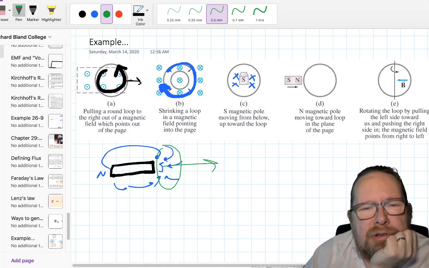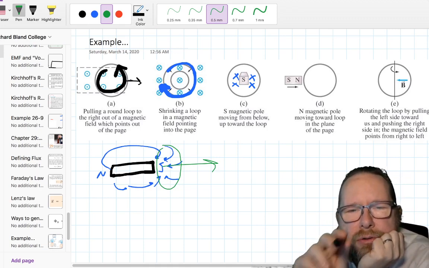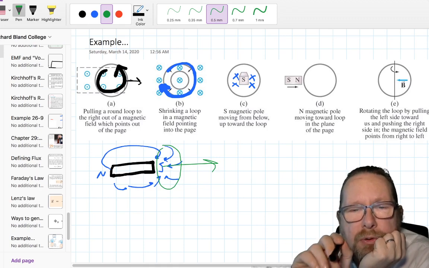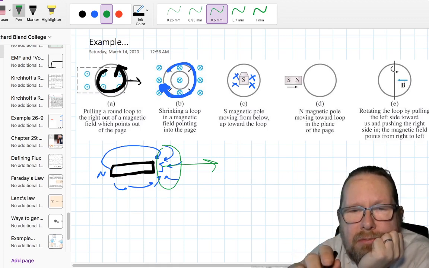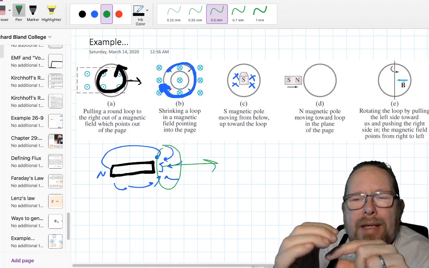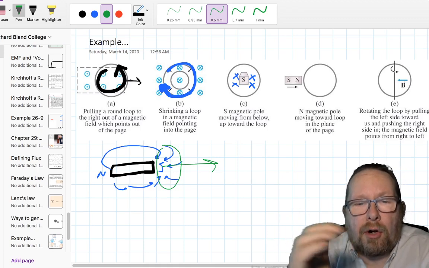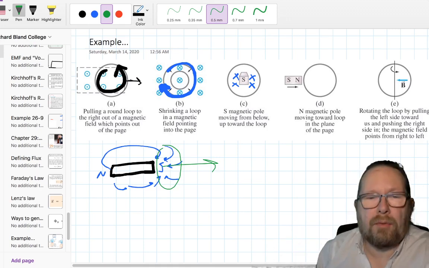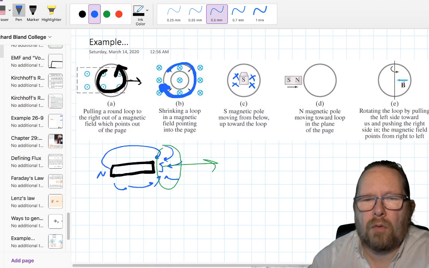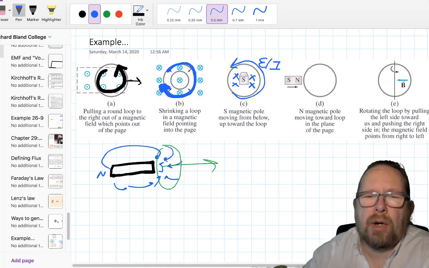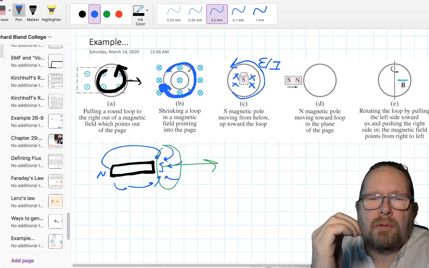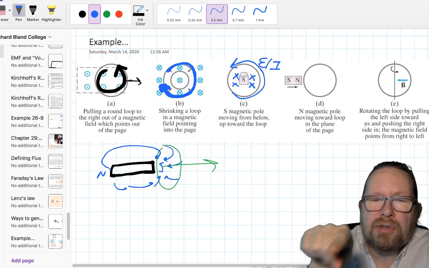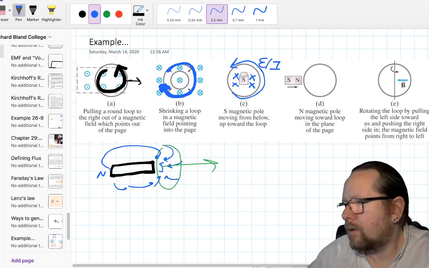So if there's an increase in the flux in the direction into the screen, and we want to oppose that increase, we do that by creating a magnetic field in the opposite direction, so out of the screen. And the current that will create that magnetic field out of the screen is a current that goes around the loop by the right-hand rule in this direction, around the loop this way. So the induced EMF and the current will be around the loop that way, creating a magnetic field out of the screen to oppose the increase in magnetic field into the screen.